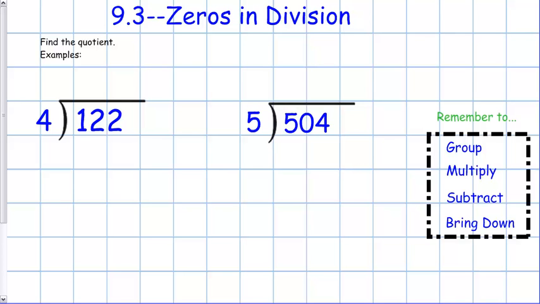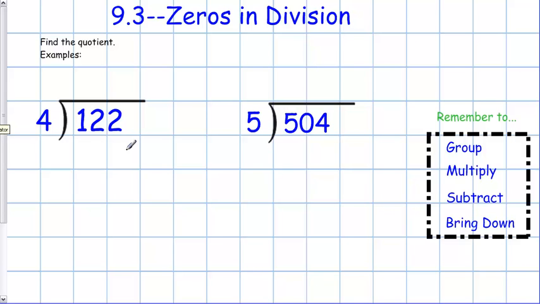Alrighty gang, today we're going to look at lesson 9.3, which is having zeros in division problems. So today's going to look a lot like yesterday. We still have a one-digit divisor that we are dividing by, but we're going to end up with some zeros in our quotients. So let's just take a look at some example problems here.